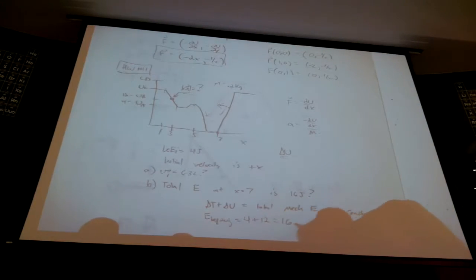So it's 16. So yeah, at that point it will be 16 too. But as Nick pointed out, its velocity is much higher because its potential is lower. So it's going to be all kinetic energy at that point.